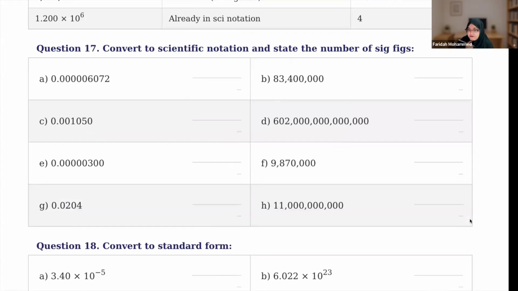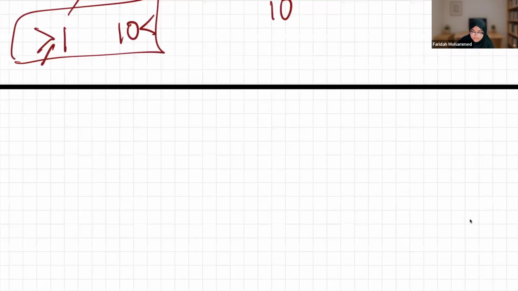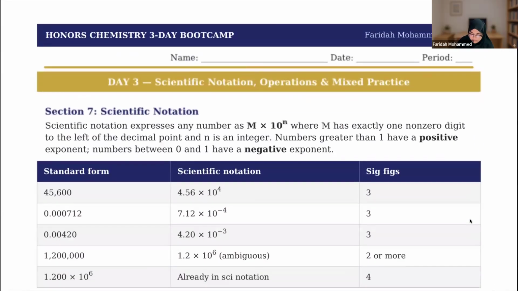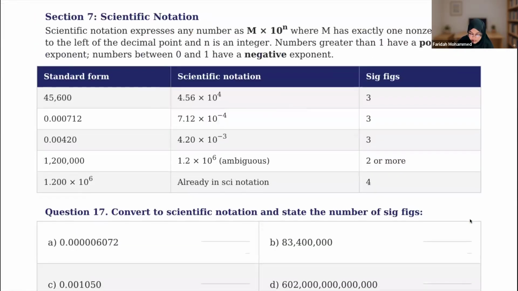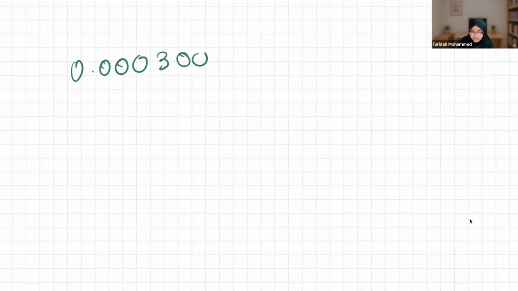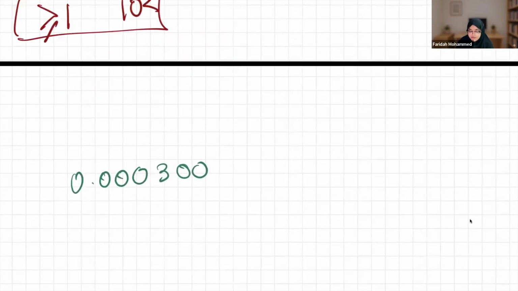Also make sure one thing though. Okay, let's try this one. Convert into scientific notation. Just make sure of one thing: whatever amount of significant figures you have in the question, your answer should have the same number of significant figures.